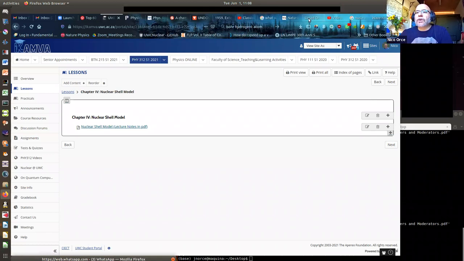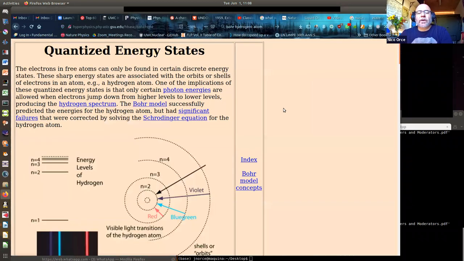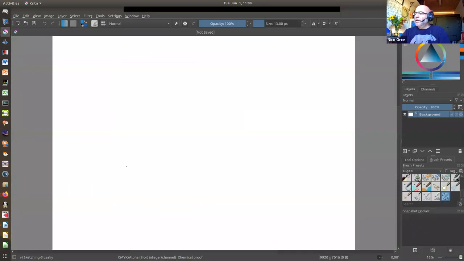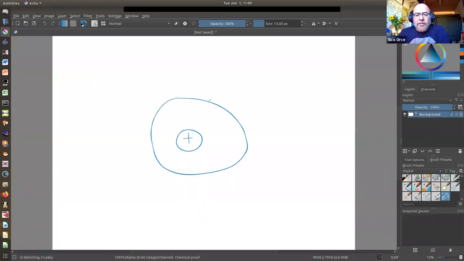So now, I want to ask you a more fundamental question. I want to ask you the following question. For this, we're going to go to the Bohr model. In the Bohr model, we have a nucleus, which is positively charged, and we have an electron going in an orbit, right? And the electron, as we know, is negatively charged.